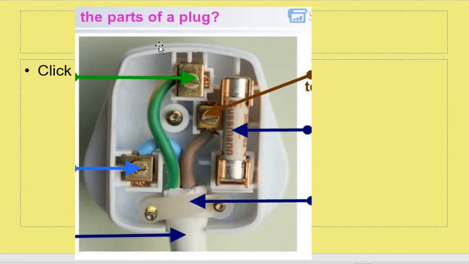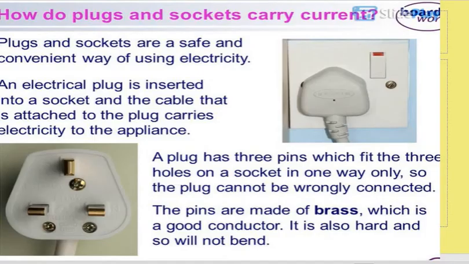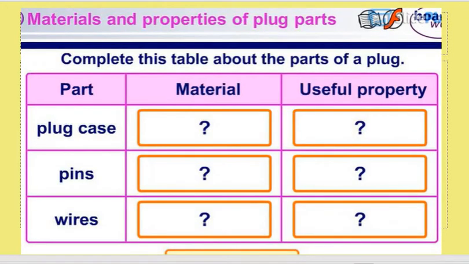Okay, so going back, just to show you, the casing is made up of plastic and it is an insulator. The wires inside the cables are made up of copper, very good conductors. And then the pins are brass. Remember we said that these pins are made up of brass. They're good conductors, they're hard, and they will not bend. So you should have written that all in your table. Just do your corrections, pause the video.